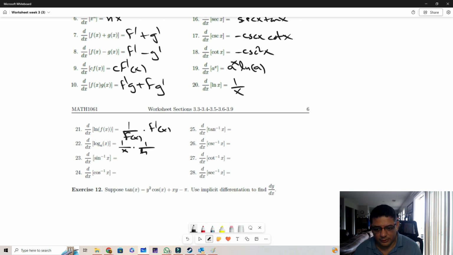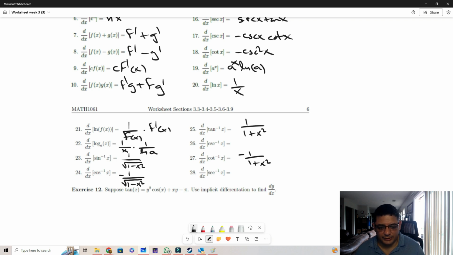over log of a. The derivative of sine to the minus 1 is going to be 1 over the square root of 1 minus x squared. And the derivative of the cosine inverse is going to be the same, but the only change is that this has a minus 1 in here. The derivative of tangent to the minus 1 is going to be 1 over 1 plus x squared. And the derivative of the cotangent is the same thing, but with the minus.